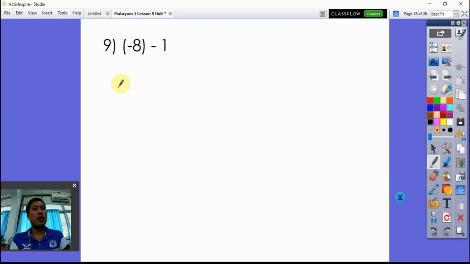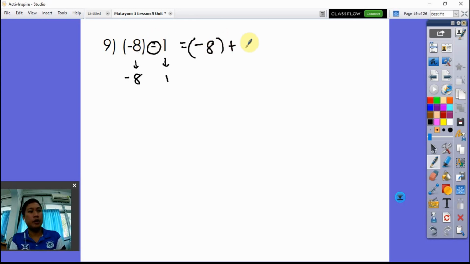Let's look at the second question here. We have negative 8 minus 1. Negative 8 is a negative number. 1 here is a positive number. So negative 8, okay, change the operation to addition. 1, we will change it to -1. Since both of them have the same signs, we add them normally. So we have 8 plus 1, which is 9. Copy the sign of both of them. It's negative. So we have -9.